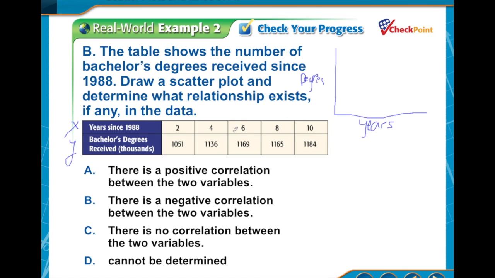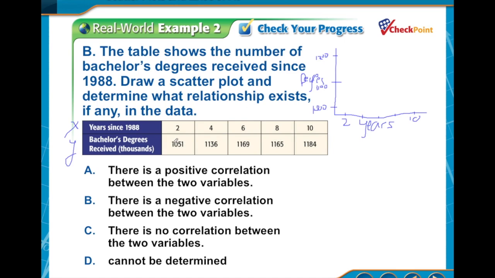Now, the years since 1998, we see we're going from about 2 to 10. So I have 10 here and 2 over here. We're going to increase by 2 each time. Now on the degrees received, I see I start at about 1,000 and go up to close to 1,200. So I'll just put 1,000 here, 1,100, and 1,200 up top. That gives us our rough sketch of these numbers.